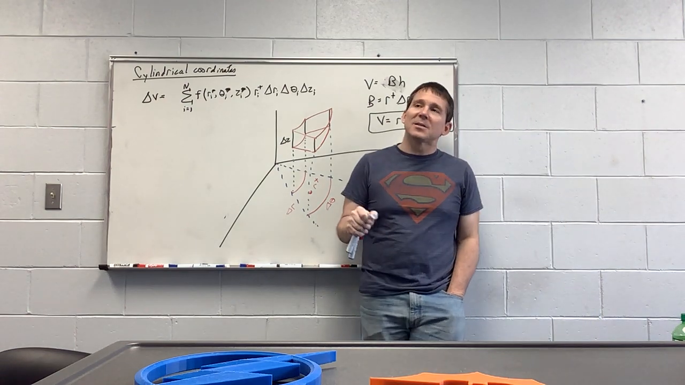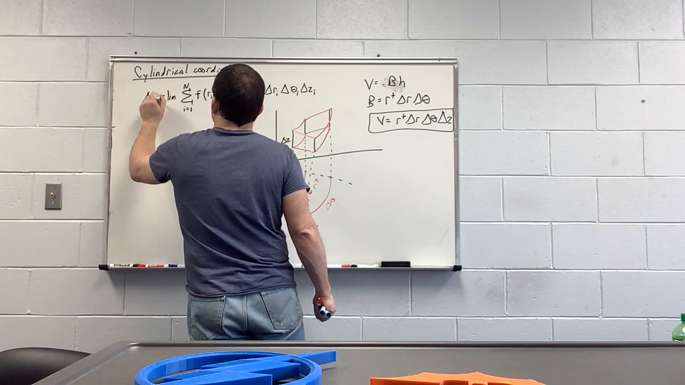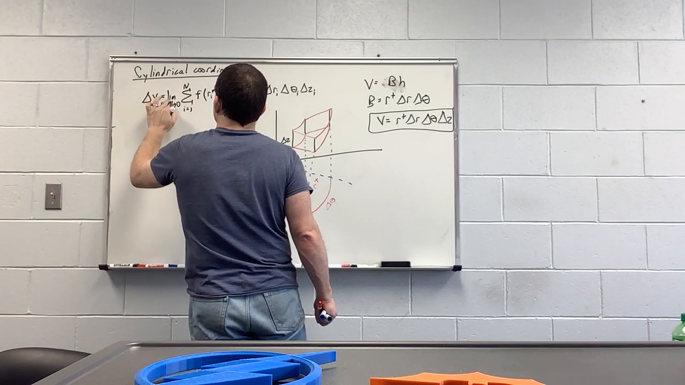But then how do I make that approximation better? Well, I take the limit as the magnitude of the partition approaches 0.